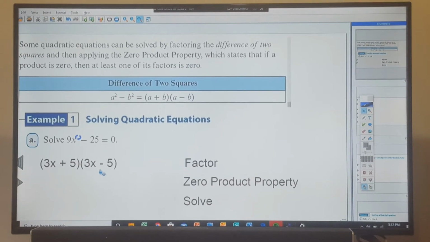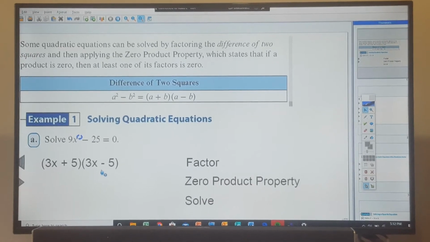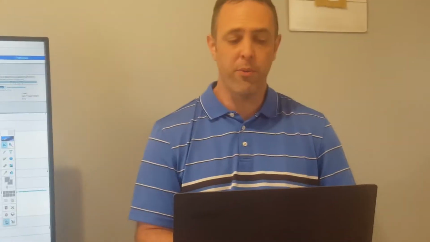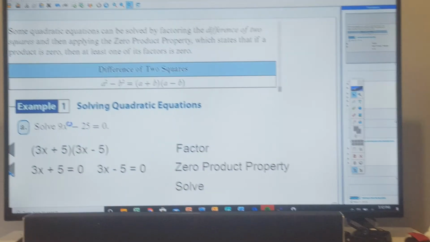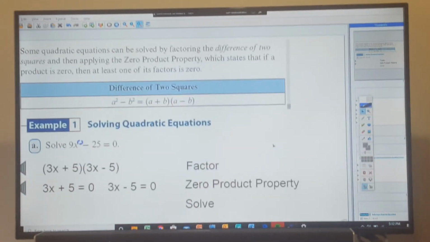Now the zero product property. The zero product property says that each factor we can set equal to 0, because if one factor is equal to 0 and we're multiplying, then the whole thing is going to be equal to 0. So we set this up: 3x plus 5 equals 0, and 3x minus 5 equals 0. Then we're going to solve.